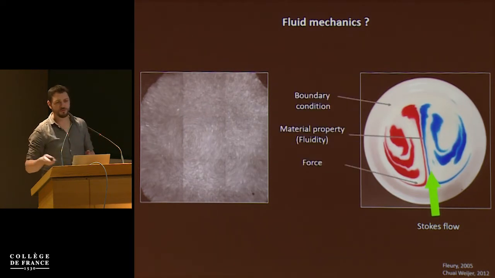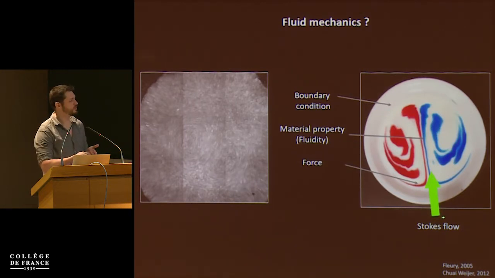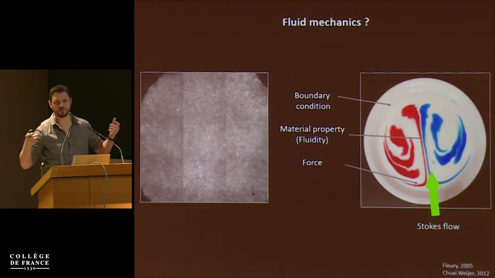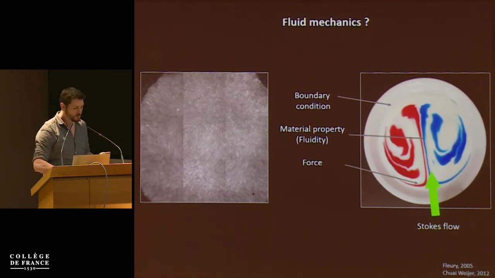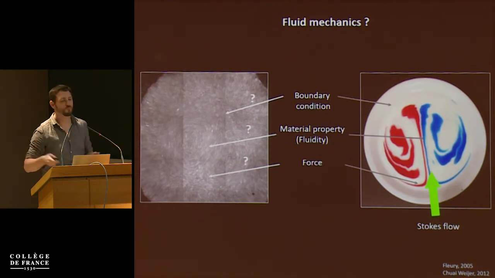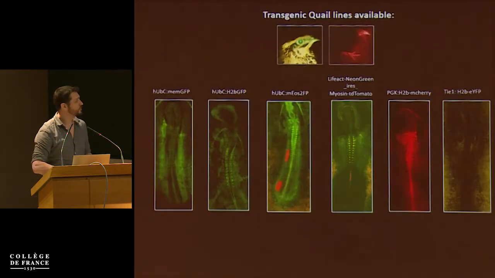From a physical perspective, it's very simple, because all you need here is a force directed toward the center, you need the material property of the milk to be that of a fluid, and you need a boundary condition to constrain the flow. This is good for a fluid in motion, but how does it relate to an embryo? What is the force here? What is the material property of the embryo? Is it really a fluid? And what is the boundary condition? Because here you can see that the movements are confined, not at the border, really. So how does it work? That's really what we wanted to understand.